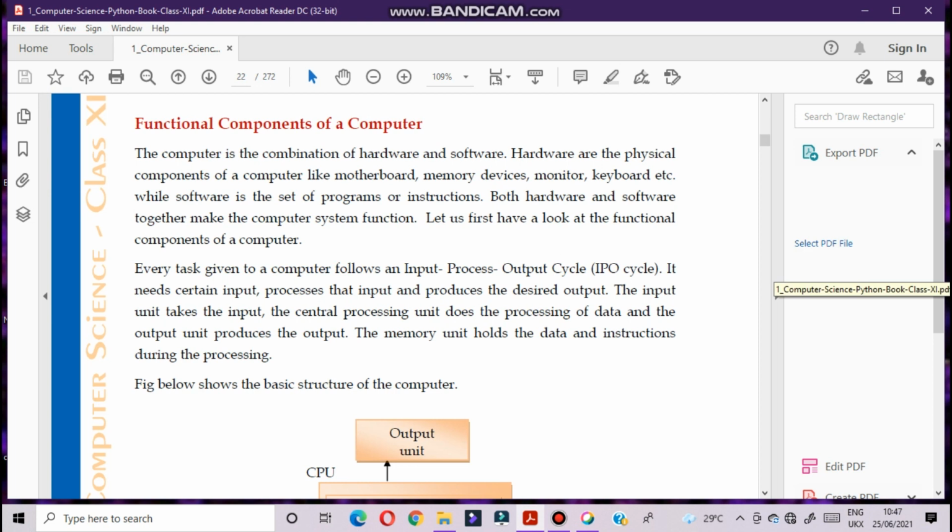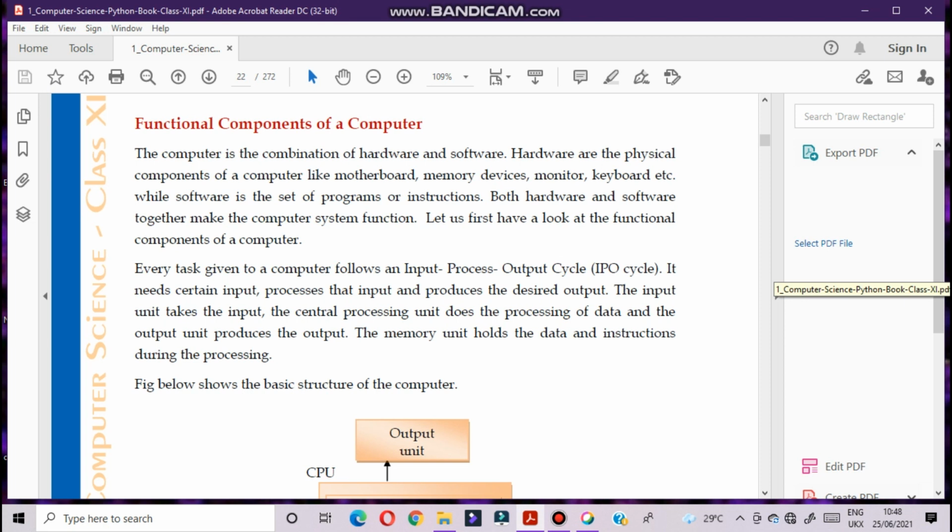Good morning students. In my previous video, I have already discussed generation of computers and their features. Now in this video, I am going to discuss the functional components of a computer.